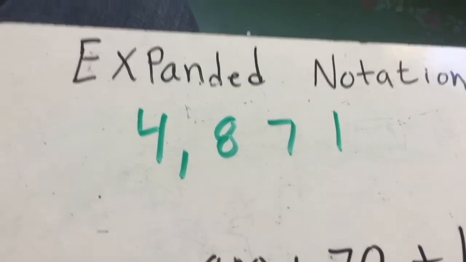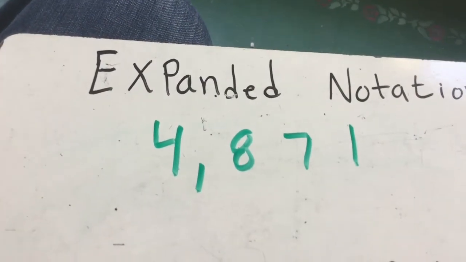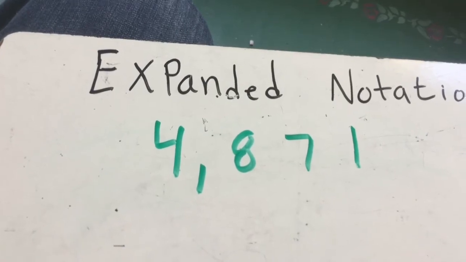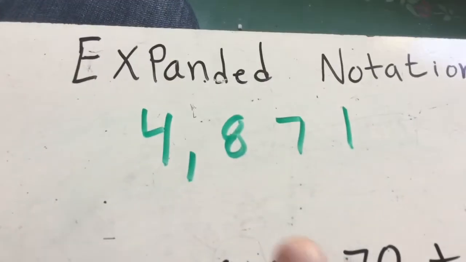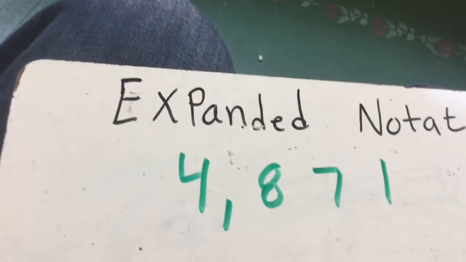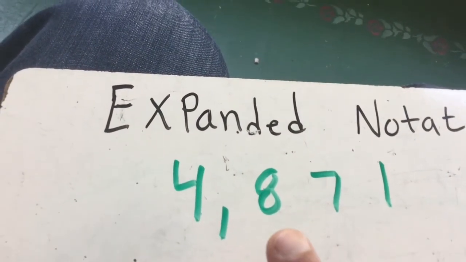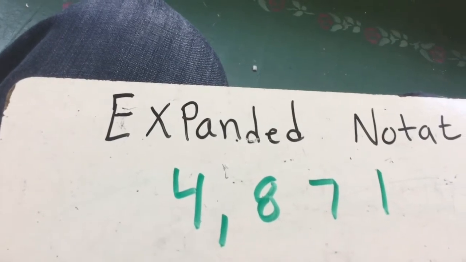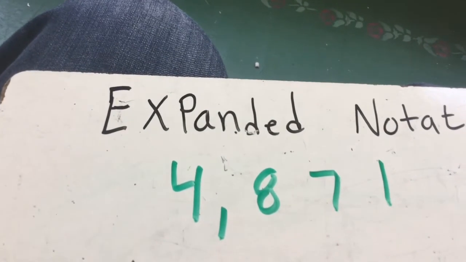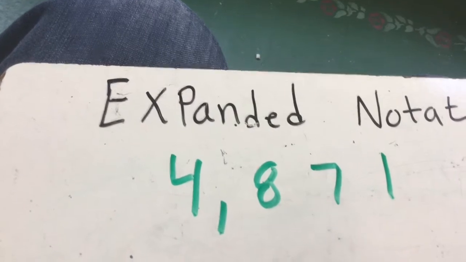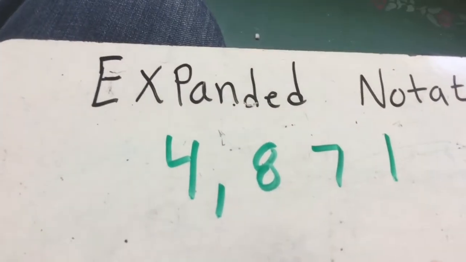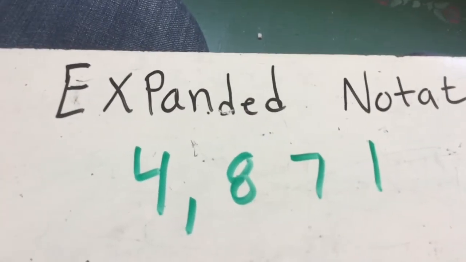Another example. Okay, that's a bigger number, 4,871. It's the same idea. Now I have 4 in the thousands. So what's going to be down here? That's right, blank thousand. 8 in the hundreds, what number is going to be down here? Blank hundred. Okay, 7 in the tens is going to be blank ty, and just 1 ought to be just 1.